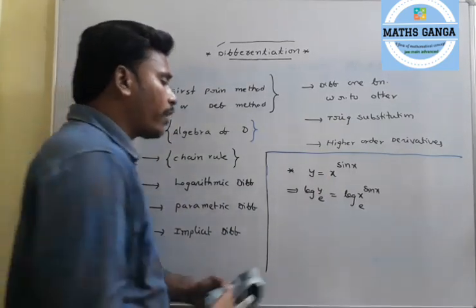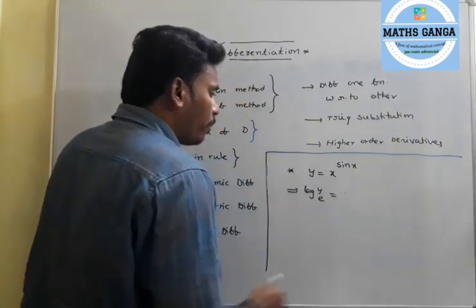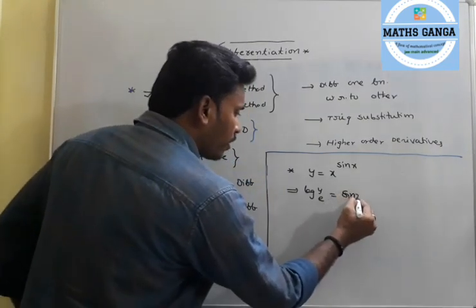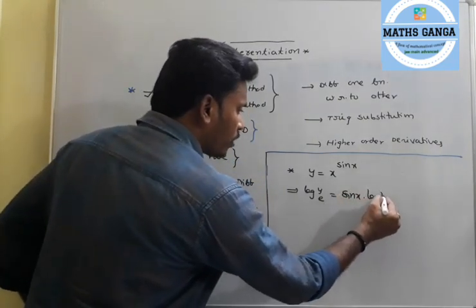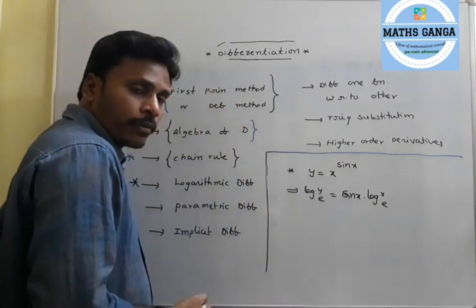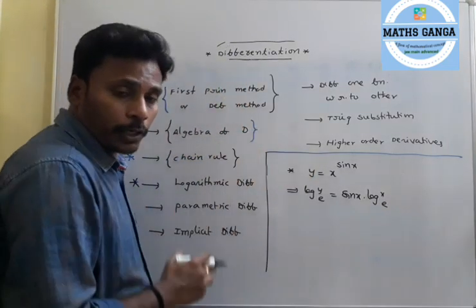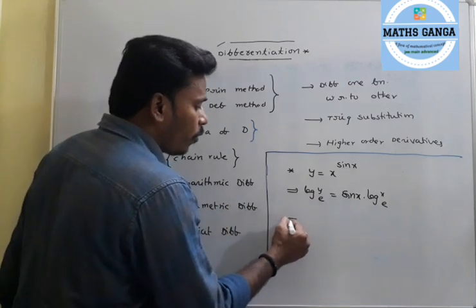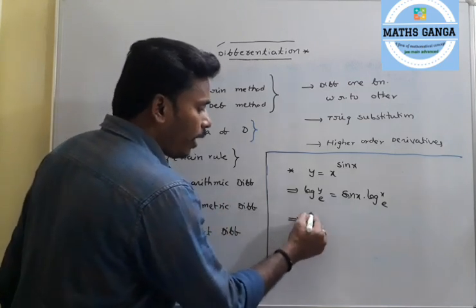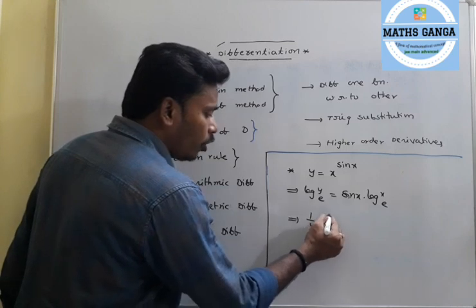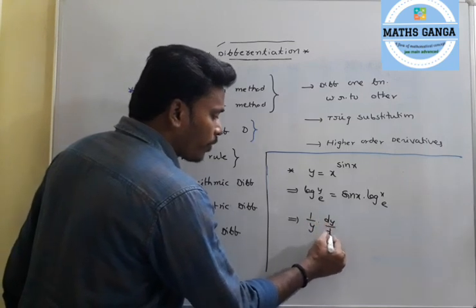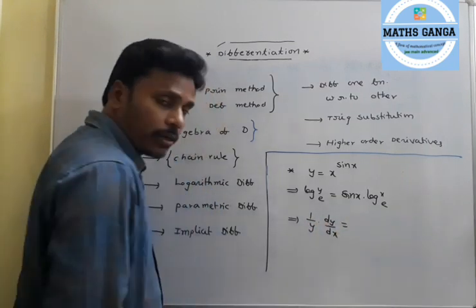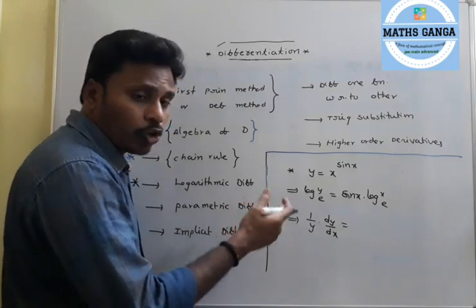Logarithm of x power sin x to the base e can be written as sin x into log x to the base e, right? So now differentiate with respect to x. We are differentiating with respect to x, and this function is log y. So the derivative of log y is 1 by y into dy by dx, is equal to, and on the right side, sin x into log x base e.